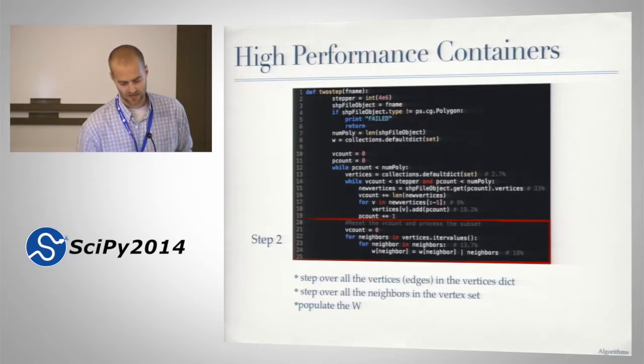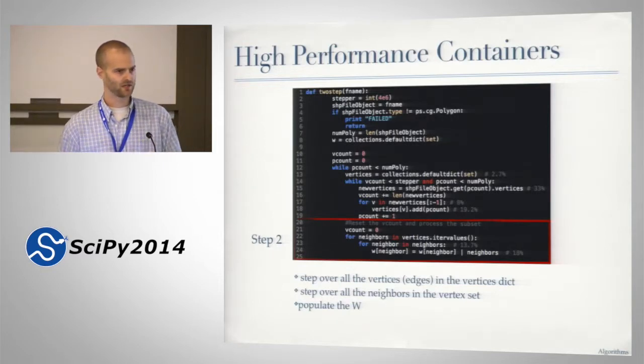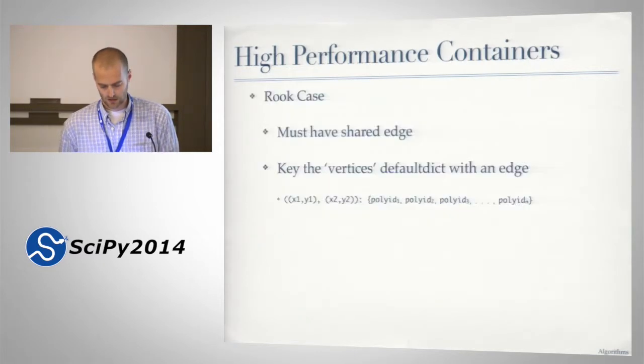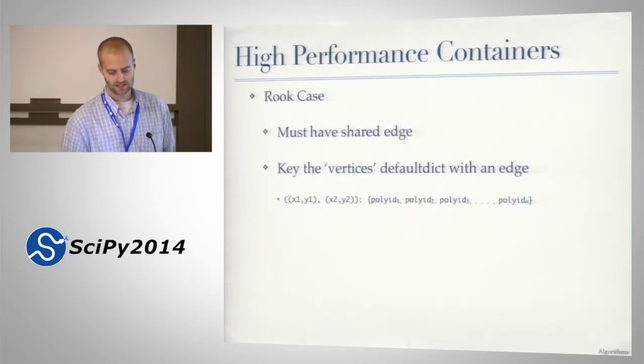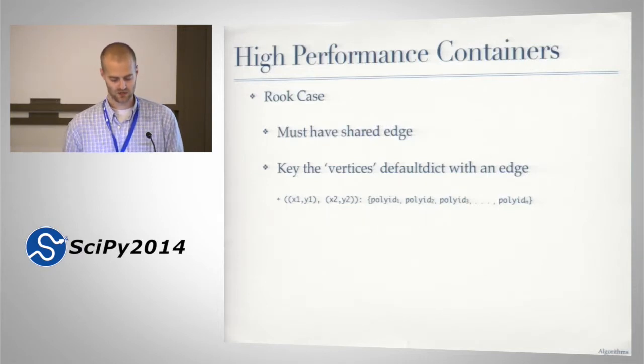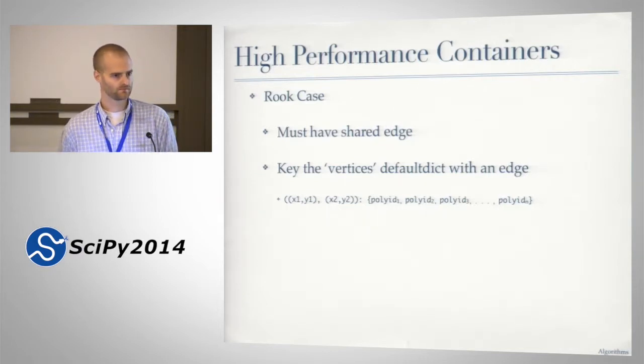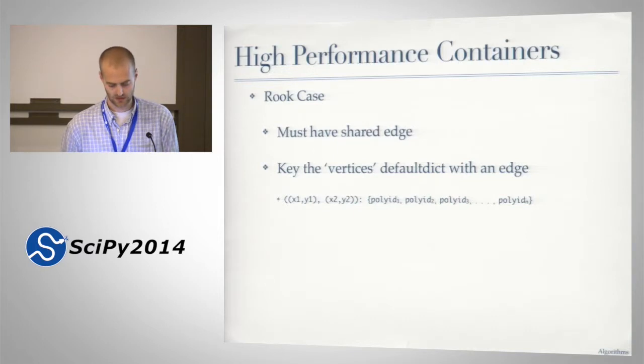And then finally, once we've packed this kind of intermediary data structure, which is keyed by the vertex or the edge, we go ahead and step over that and say, here's my polygon ID and here are all of my neighbors. And then we can feed this off into PySAL and generate a W object, and we're good to go. So like I said, rook case has to have shared edges, and then here's our keying structure. So essentially identical to the queen case, except we're interested in full edges.